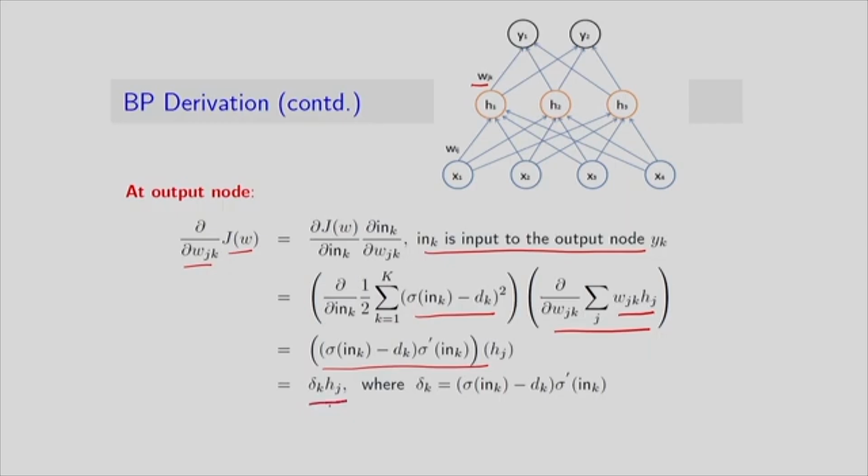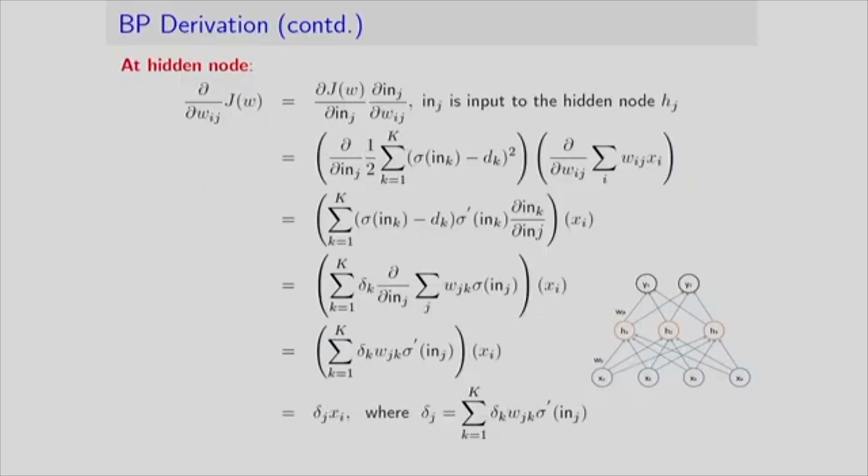The expression is δk Hj. So what is the δk? δk is nothing but (yk minus dk) into f dash of Ink. So f dash is nothing but the first order derivative. So this expression you can see, the very simple expression, and these mathematical steps you have to see how to derive this equation.